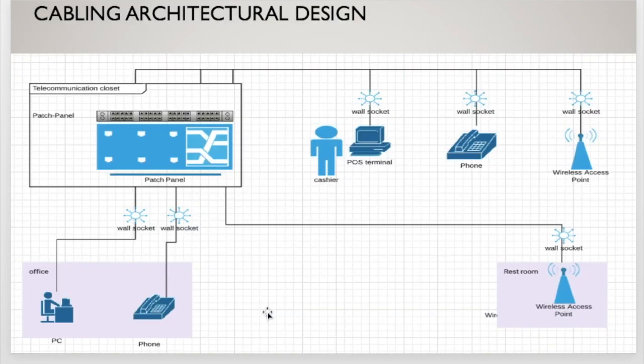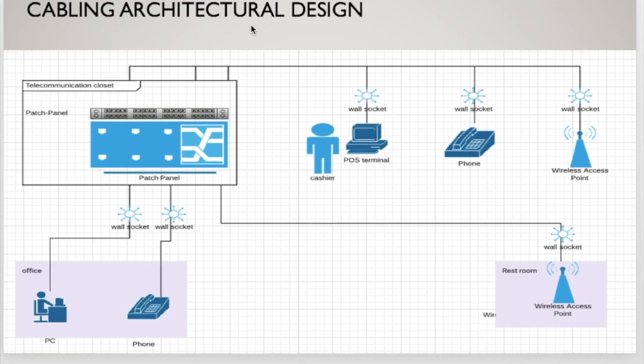For the cabling system, the cabling architecture design here shows how a particular store is designed and how the cable system connects. Each store, or the main office, will have a telecommunication closet, which we can also call an IT room, and they have one office and one restroom for staff.